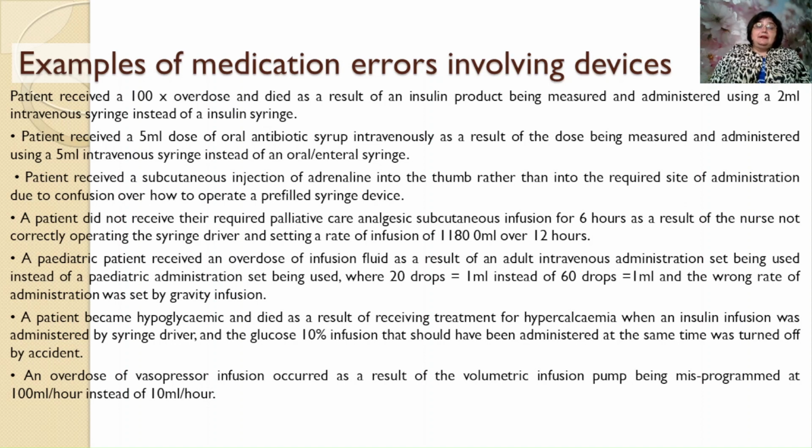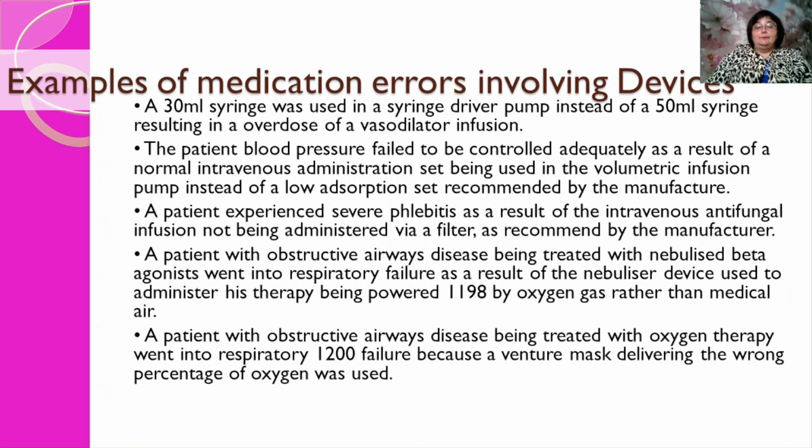Another example can be a pediatric patient receiving an overdose of infusion fluid as a result of an adult intravenous administration set being used instead of a pediatric administration set, where 20 drops is 1 milliliter instead of 60 drops per milliliter, and the wrong rate of administration was set by gravity infusion. A patient became hypoglycemic and died as a result of receiving treatment for hyperkalemia when insulin infusion was administered by syringe driver and the 10% glucose infusion that should have been administered at the same time was turned off by accident. An overdose of vasopressor infusion occurred as a result of a volumetric infusion pump being misprogrammed at 100 ml/hour instead of 10 ml per hour.